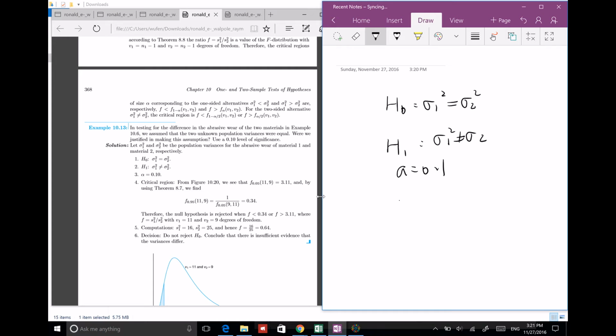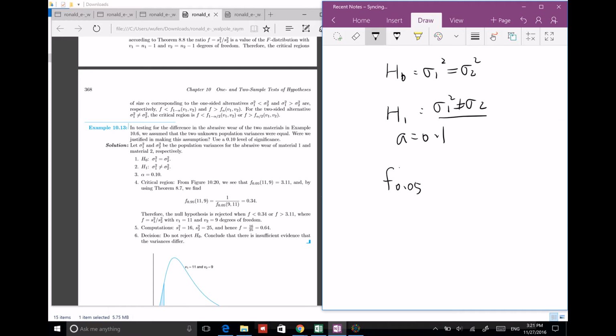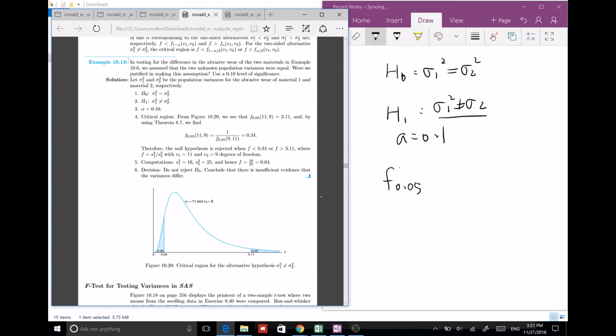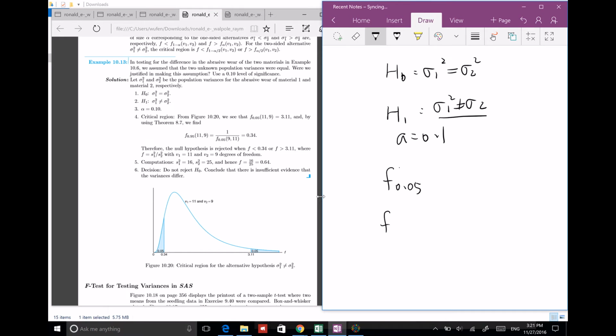So what do we do? With alpha 0.1, the F distribution is a two-sided region. So one side is 0.05, the other side is 0.95, and we find F 0.95 with 11, 9 degrees of freedom equals 1 over F 0.05 with 9, 11. Okay, this is the formula of the F distribution. So what do we do? We find the F value. The F value is 16 over 25.